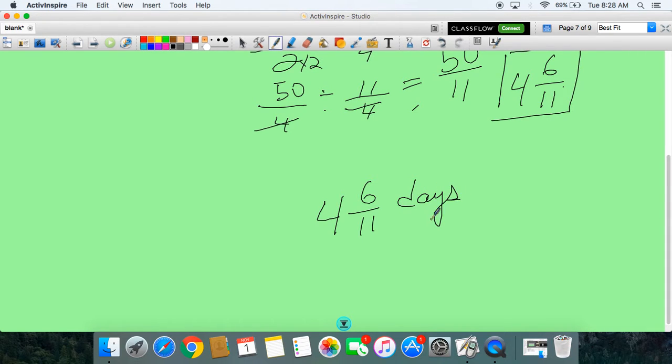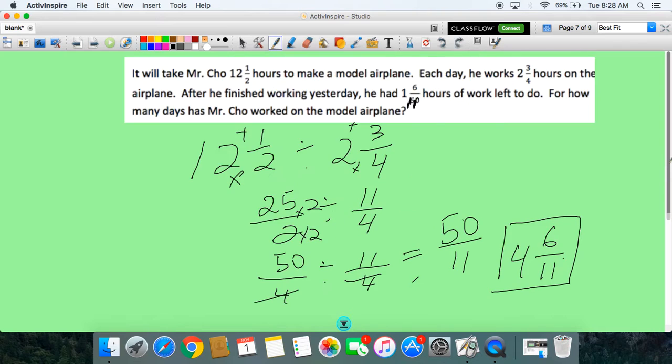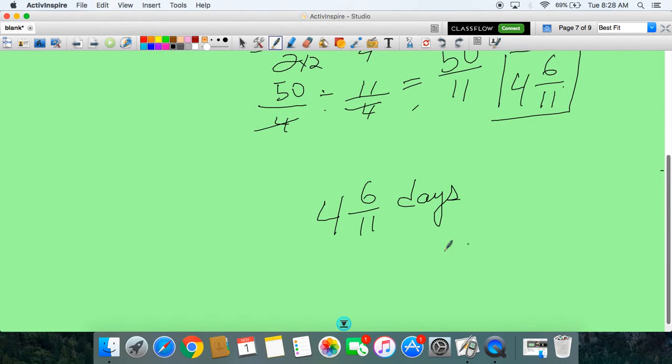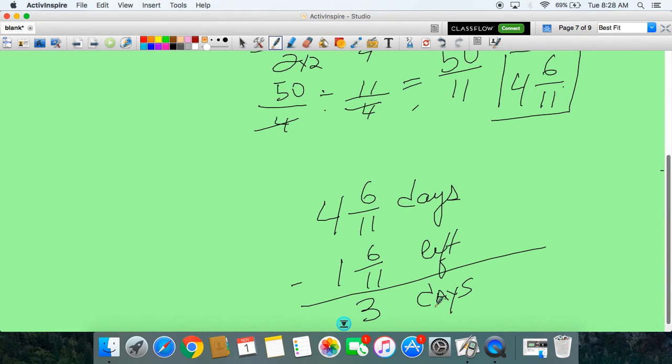Now, if I have 1 and 6/11 left, how many days does that mean that I already worked? Well, 6/11 minus 6/11 is 0. 4 minus 1 is 3. So it means that I worked 3 days.